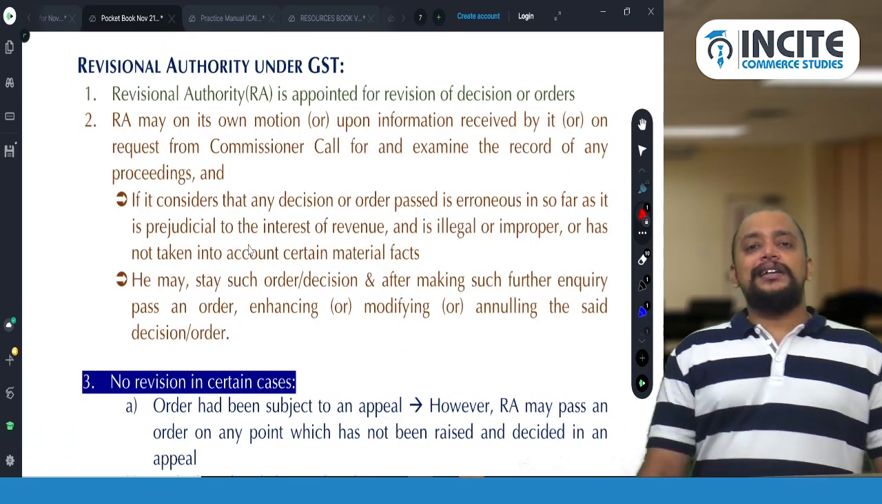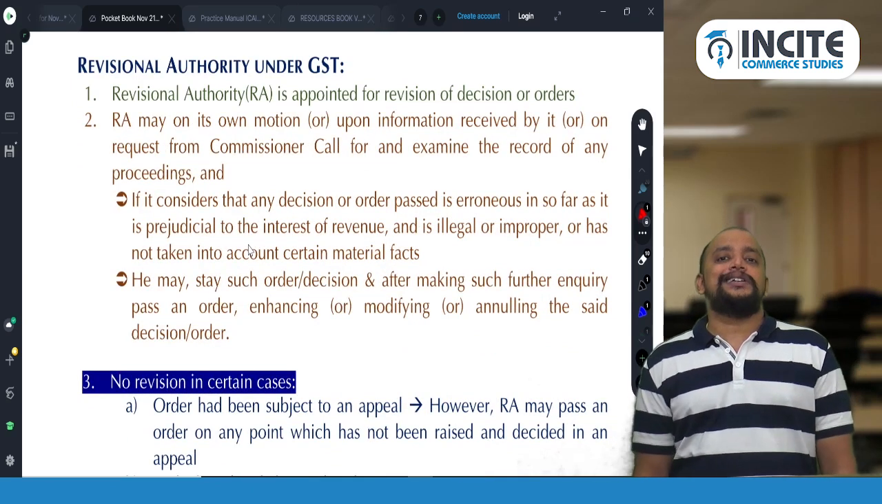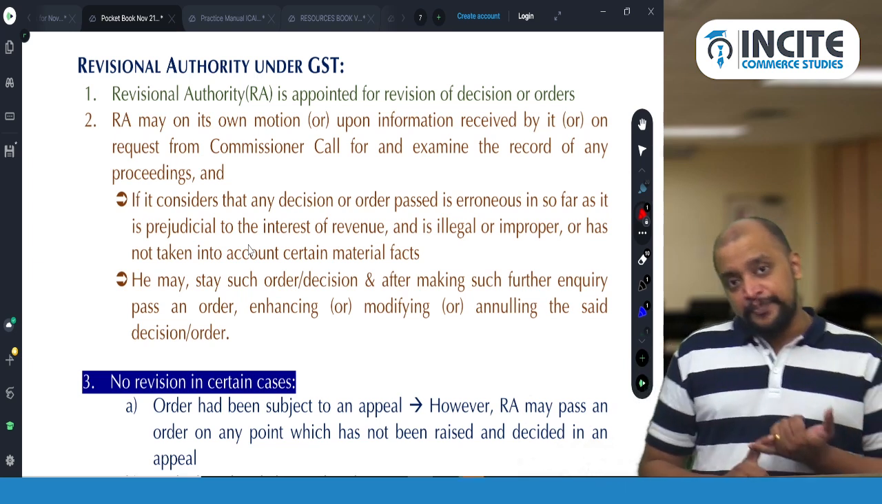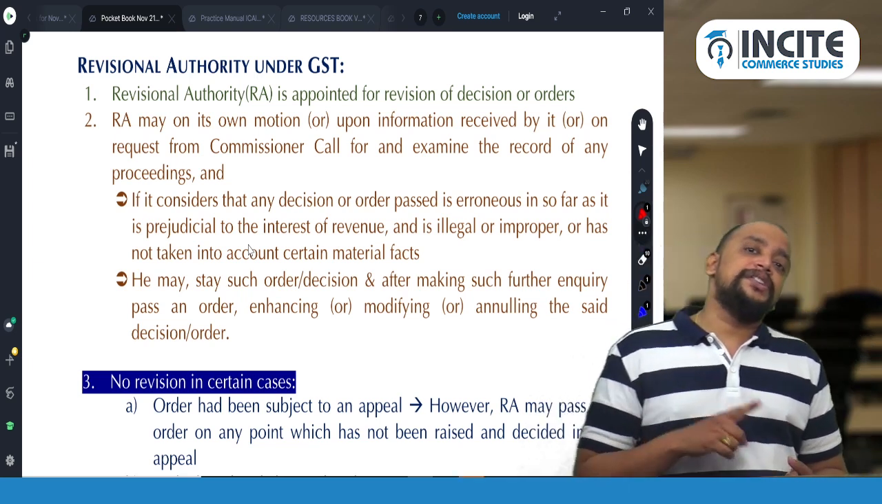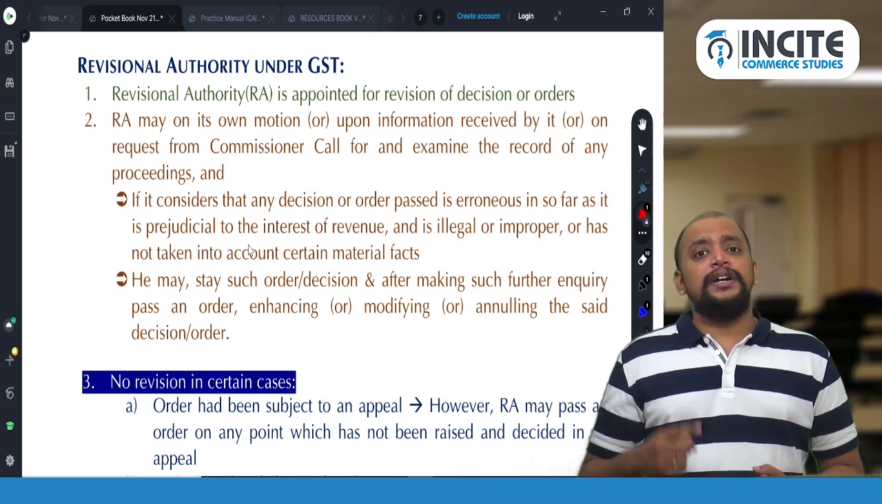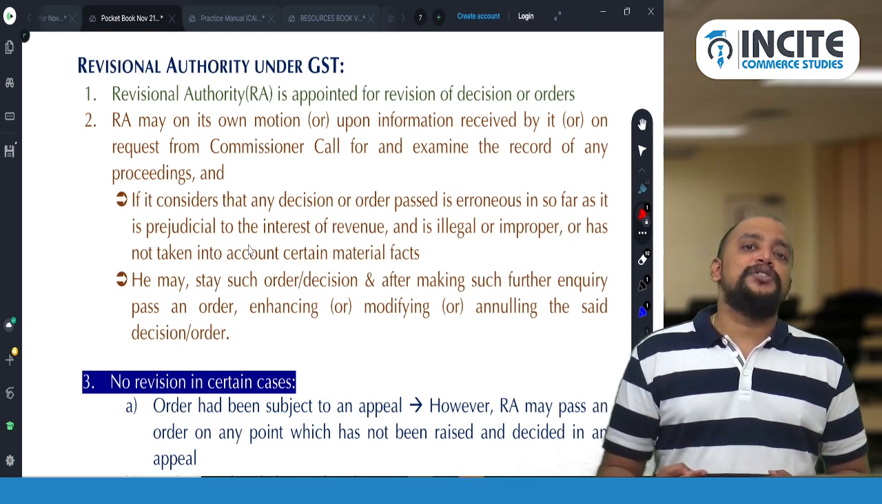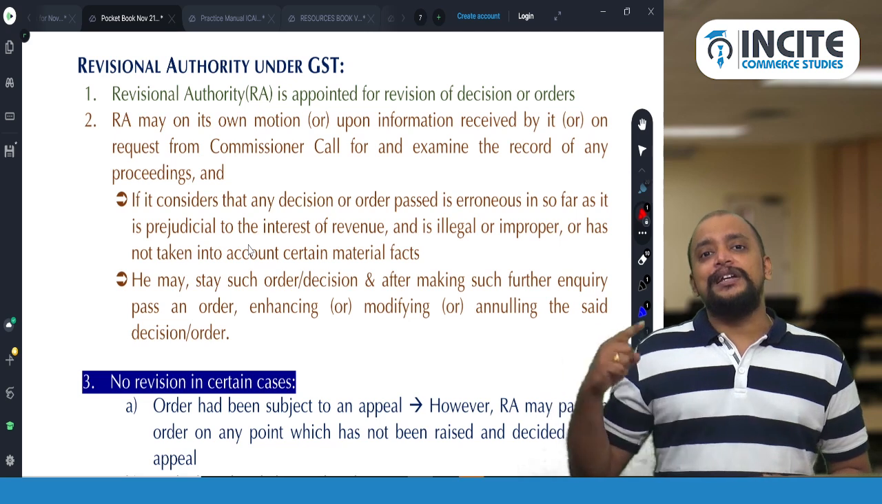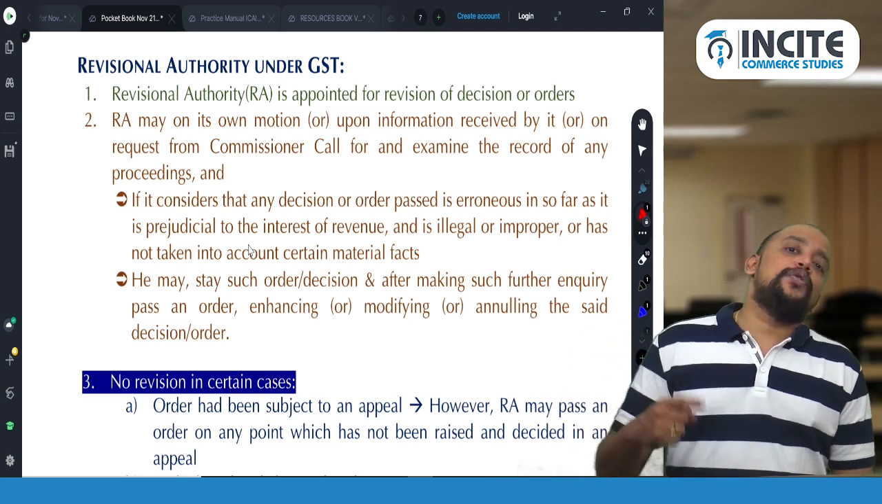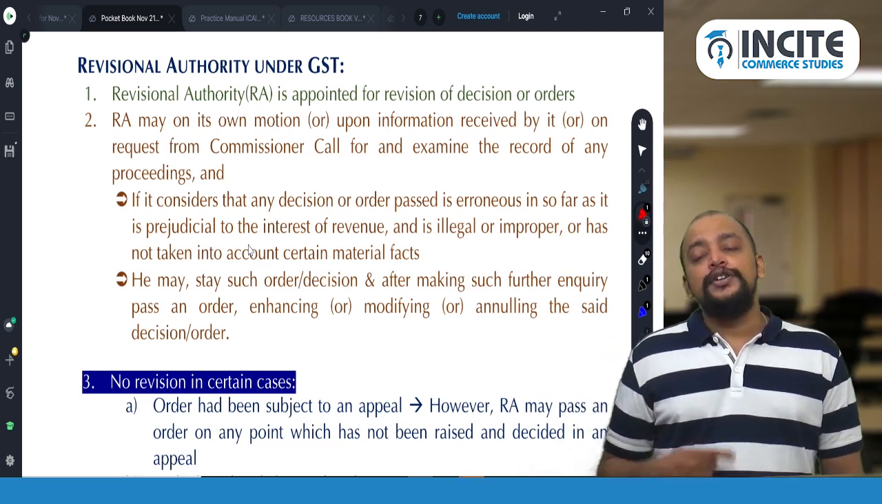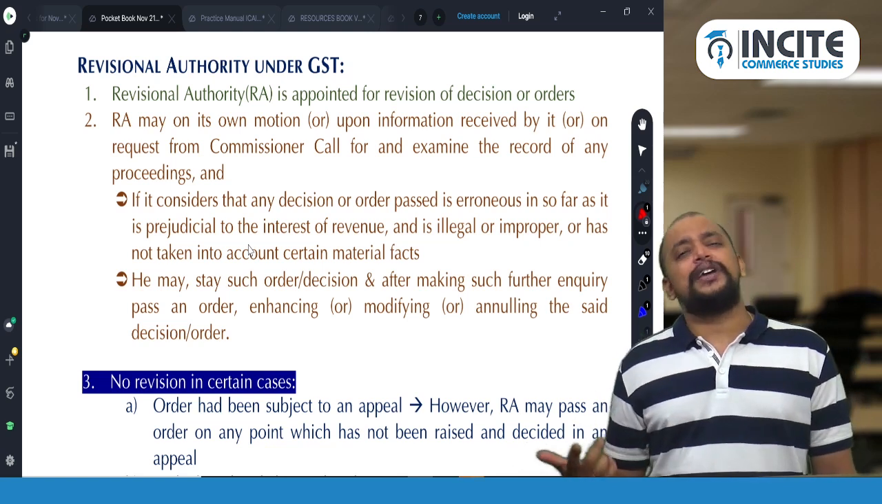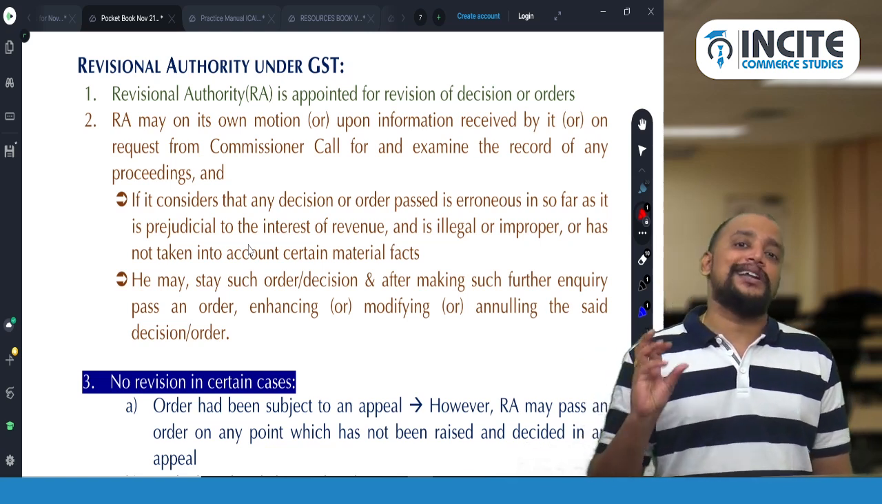The next area that we have is the revisional authority under GST. We saw appeal. Then we saw review. What is review? Review is whenever the order is passed by the adjudication authority, their superior commissioner will go to the Commissioner (Appeals) for review. That can also be called a department appeal, but actually the correct terminology is review.